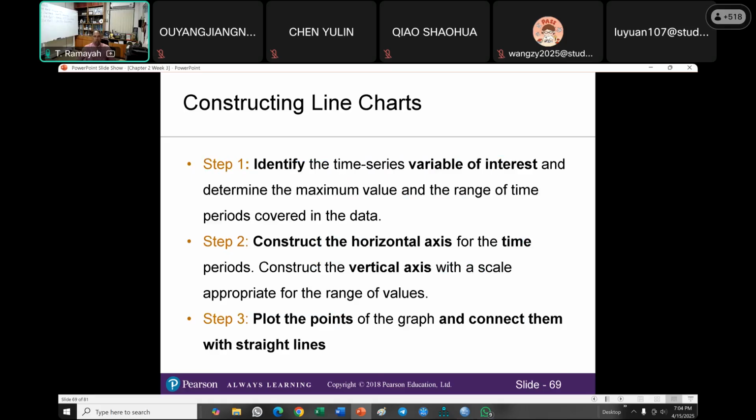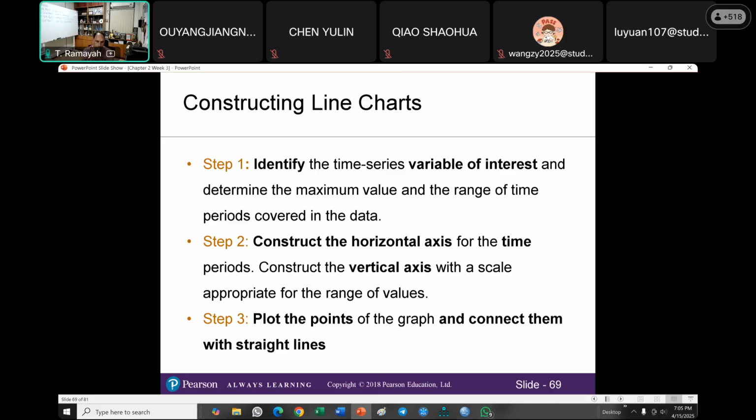To construct a line chart, first we need to identify a time series variable, for example day 1, day 2, day 3, day 4, or year 1, year 2, year 3, year 4. That's the first thing you need to do. And then we need a horizontal axis for the time, and the vertical axis will be the variable we are interested in, such as amount of sales or amount of expenditure.